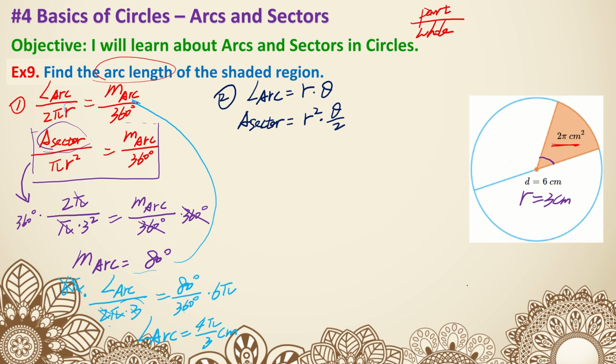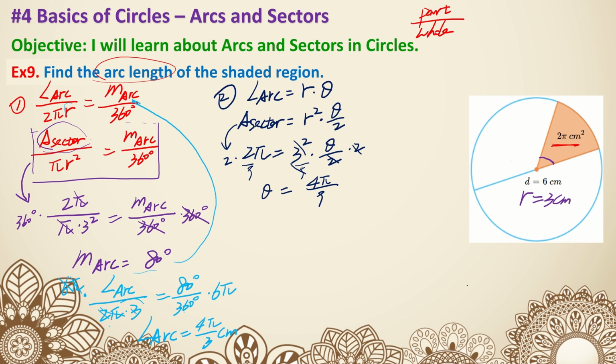Okay, so let's see. In this question, we know the area, so I can start with the second formula. The area itself is 2 pi, which equals 3 squared times theta over 2. So I'm looking for theta. I can multiply both sides by 2 to get rid of that. Then divide both sides by 9 to get rid of the 3 squared. So theta is 4 pi over 9.